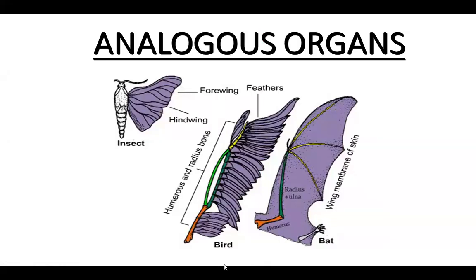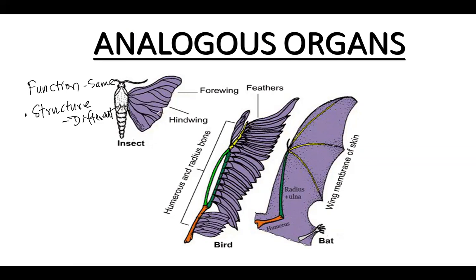Okay, these are called analogous organs. What are analogous organs? Analogous organs are those organs which are similar in their function. Function is the same, but structure is different. Structure is different, function is the same. Look at the wing of the insect. This is the wing of the insect, wing of the bird, and wing of the bat.